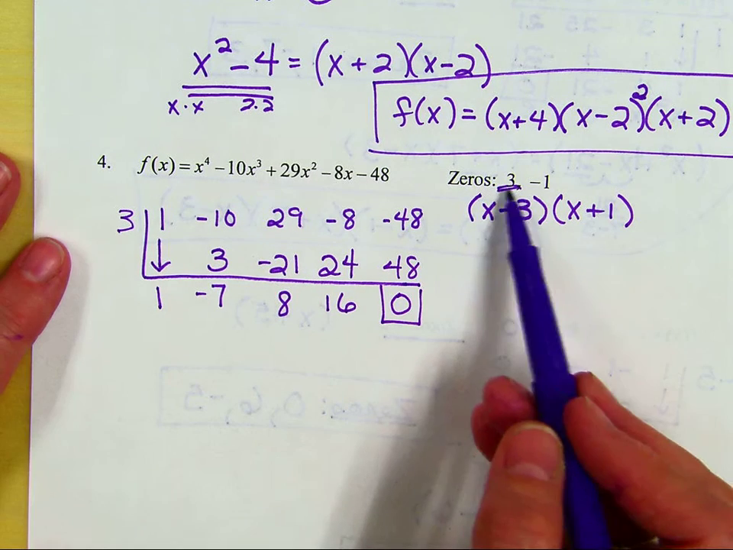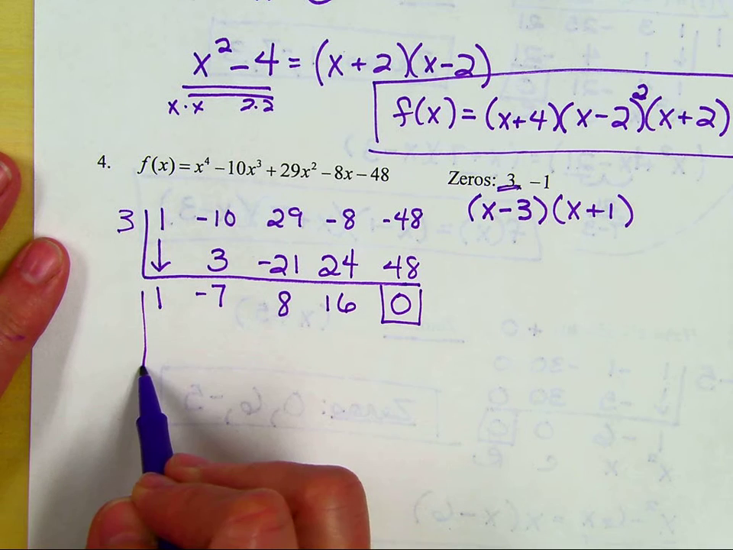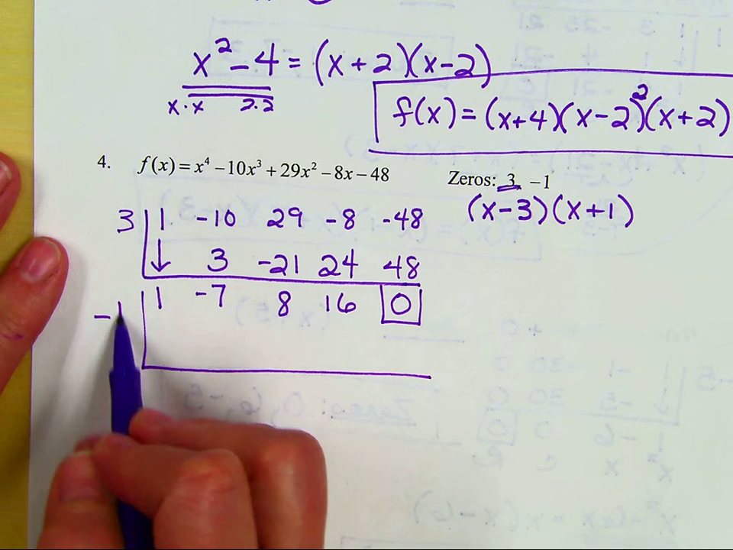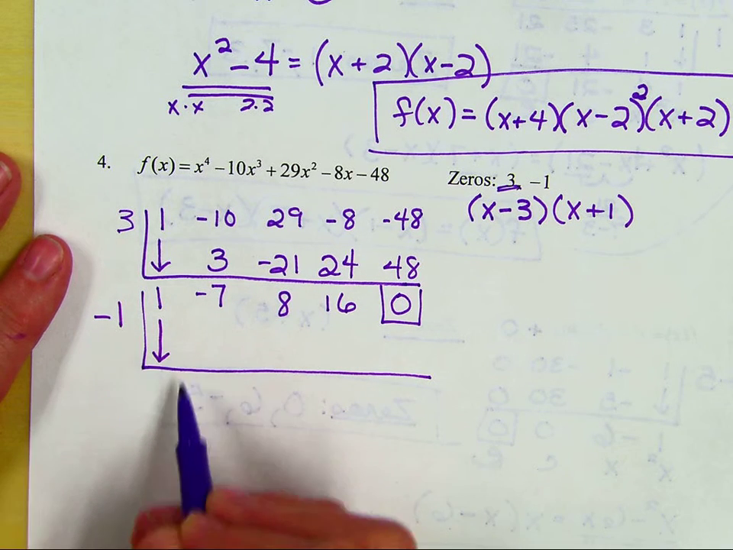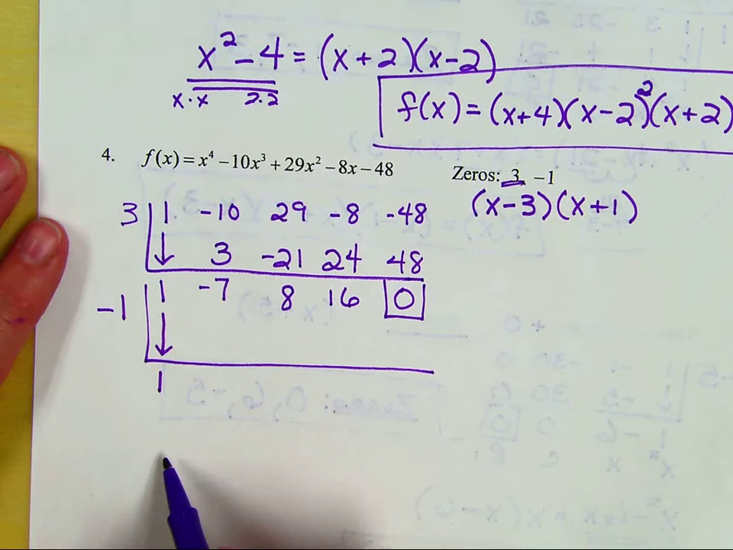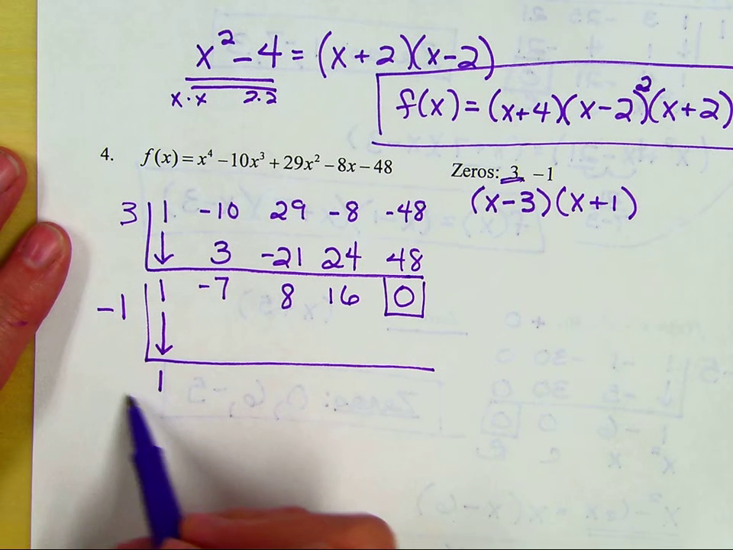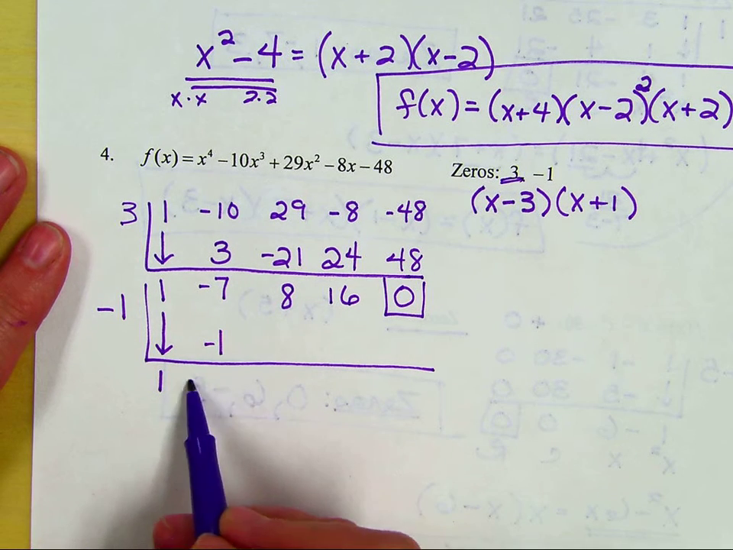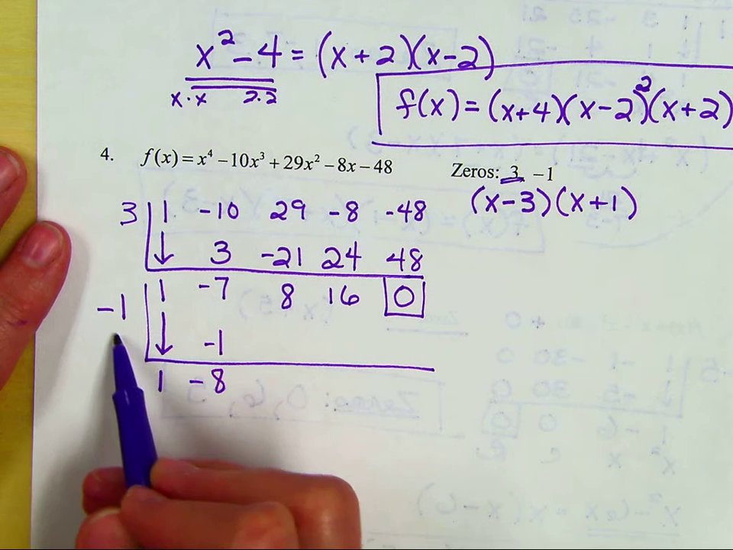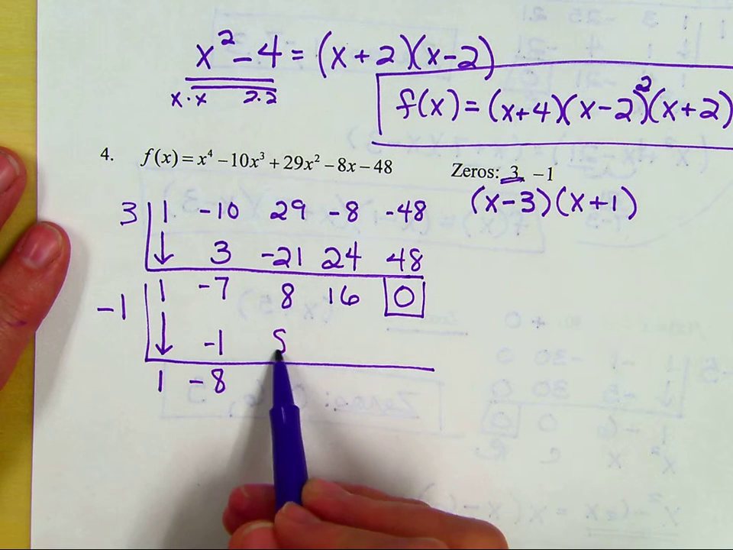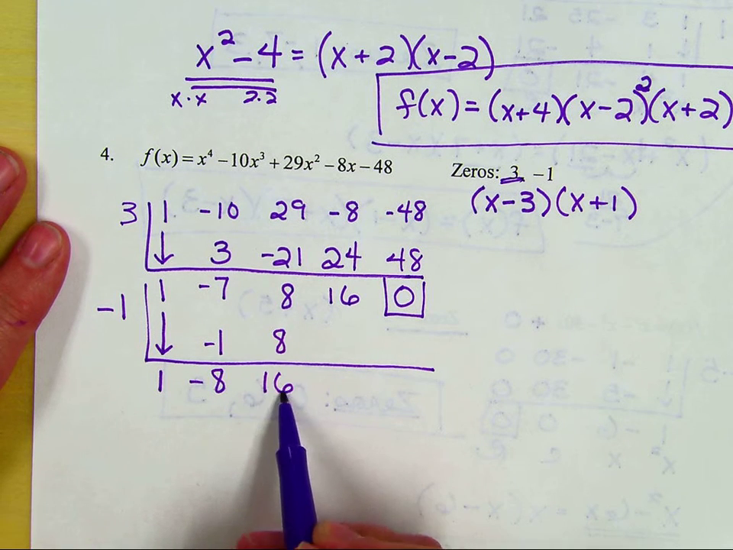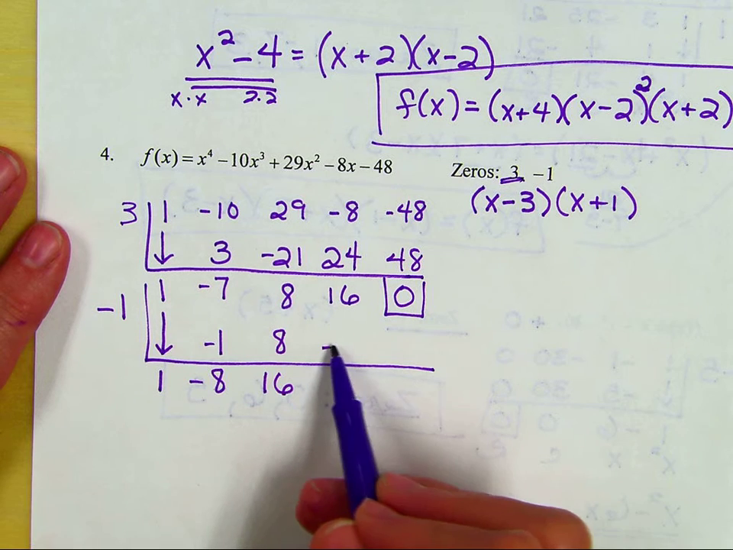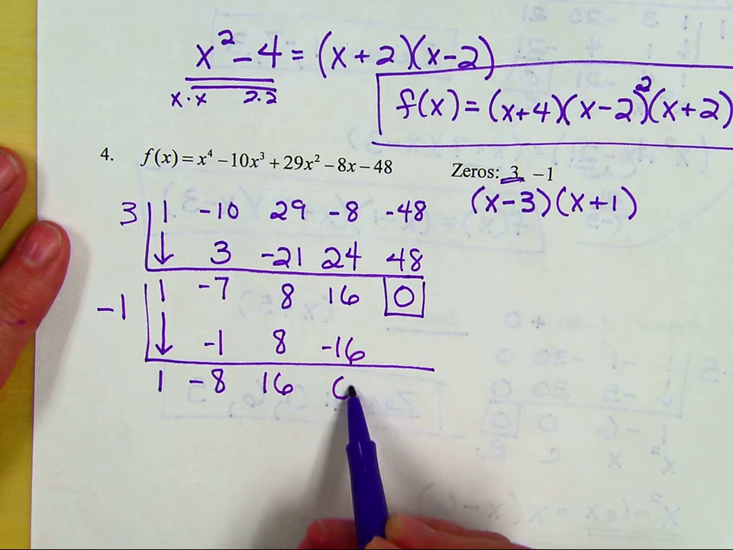We're going to divide by the negative 1. Negative 1. First comes straight down. My process begins. Multiply, write it, combine. Multiply, write it, combine.